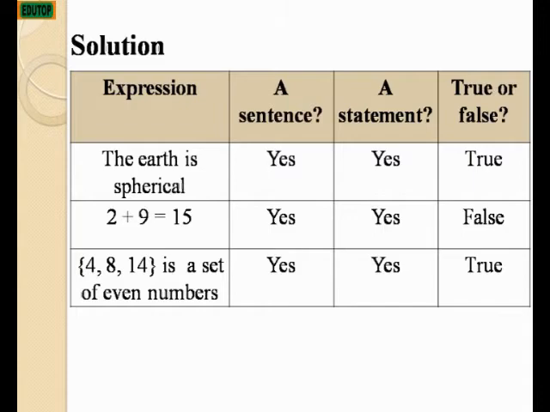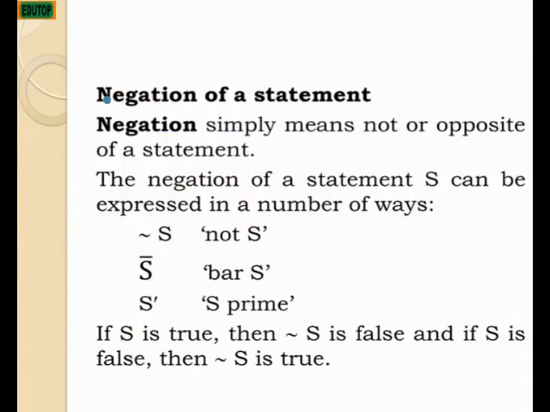Then we'll now go to negation of a statement. Negation simply means not, or the opposite of a statement. That means when we say we are negating something, we are saying the opposite of what we actually meant. The negation of a statement S can be expressed in a number of ways. We have the symbol ~S, which means not S, or S prime, that is S complement, just as we have in set theory. If S is true, then ~S is false. And if S is false, then ~S is true.